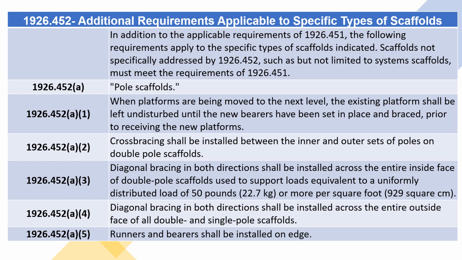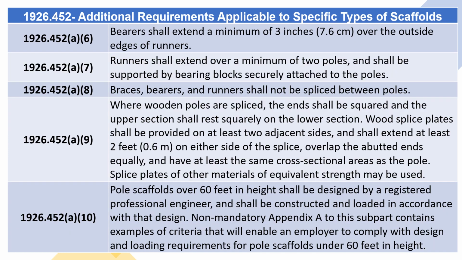1926.452(a)(5) Runners and bearers shall be installed on edge. 1926.452(a)(6) Bearers shall extend a minimum of 3 inches (7.6 centimeters) over the outside edges of runners. 1926.452(a)(7) Runners shall extend over a minimum of 2 poles, and shall be supported by bearing blocks securely attached to the poles. 1926.452(a)(8) Braces, bearers, and runners shall not be spliced between poles.